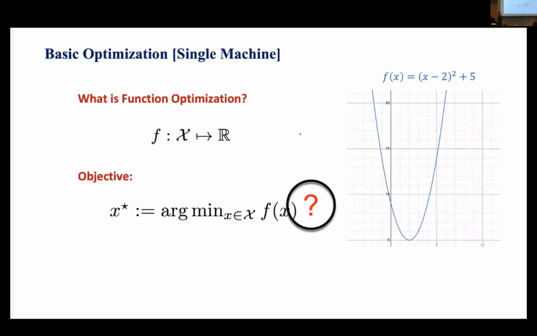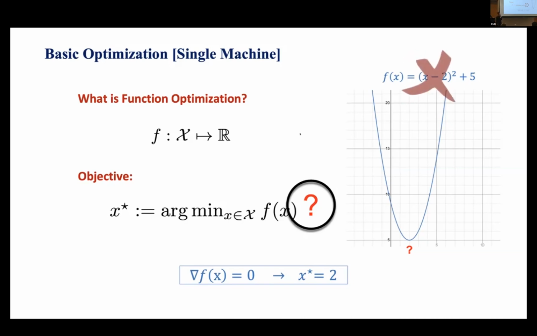Can someone tell me what the minimizer of this function is? The minimizer and the minimum value are two different things, right? The minimizer is 2, I think that's what you said. What is the minimum value? 5, right? And how did you find it? Gradient equal to 0. Lovely. So take the gradient, equate it to 0, and wow, you have the minimizer.